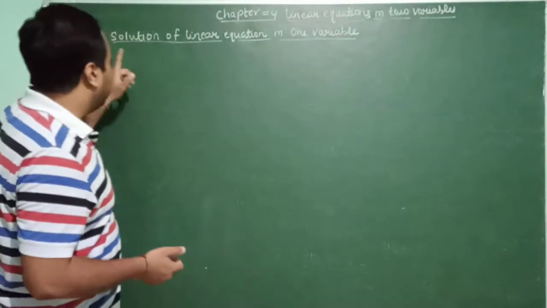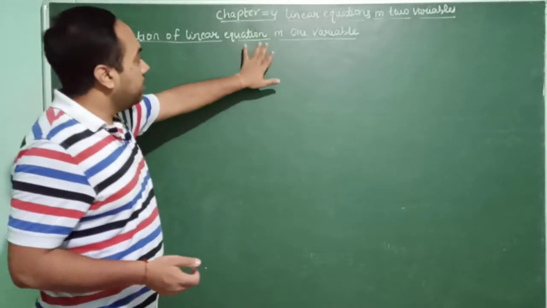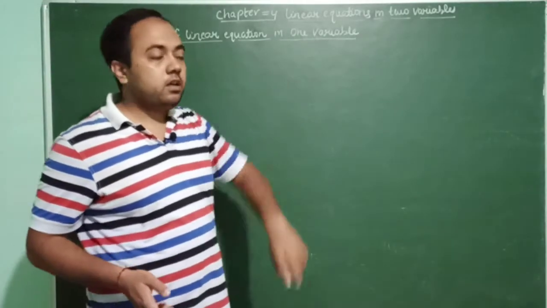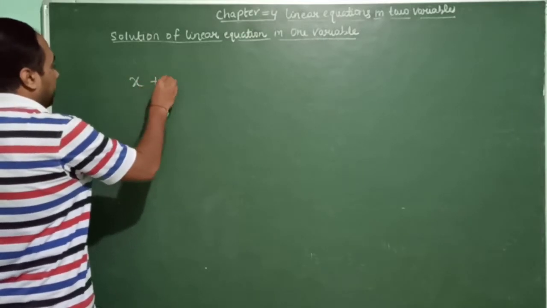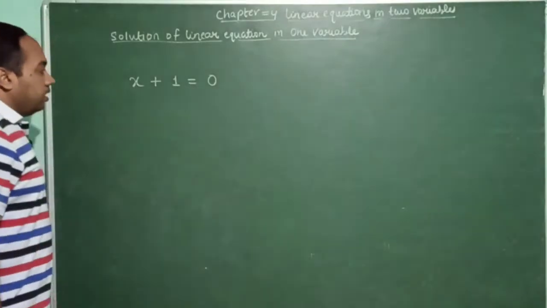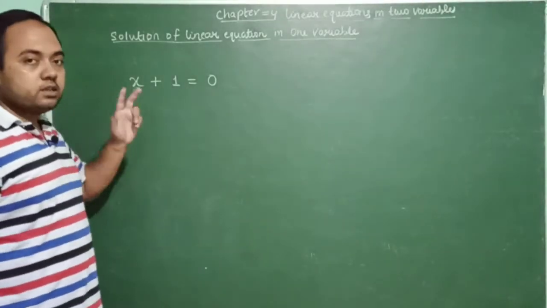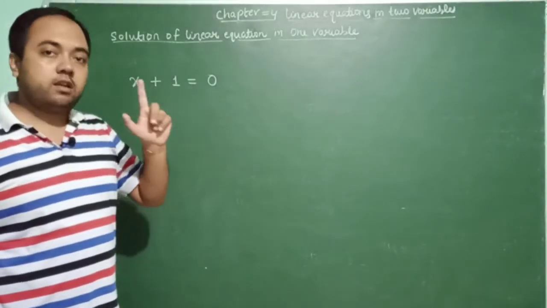ठीक है, तो देखो, what is the first one? First one is solution of linear equation in one variable. So first thing is, I am writing a linear equation in one variable. Now there are two ways of finding solution of linear equation in one variable.